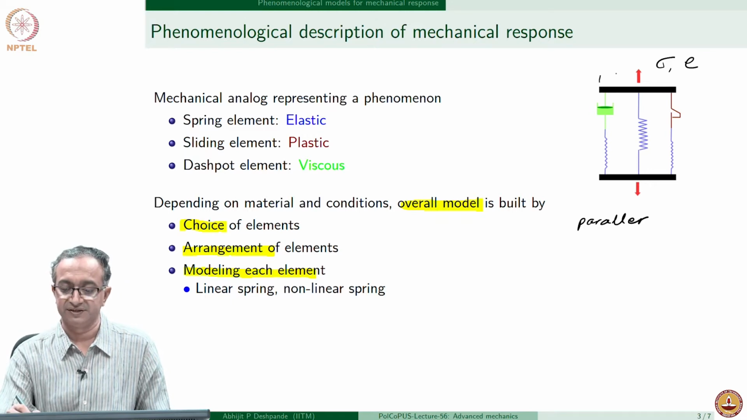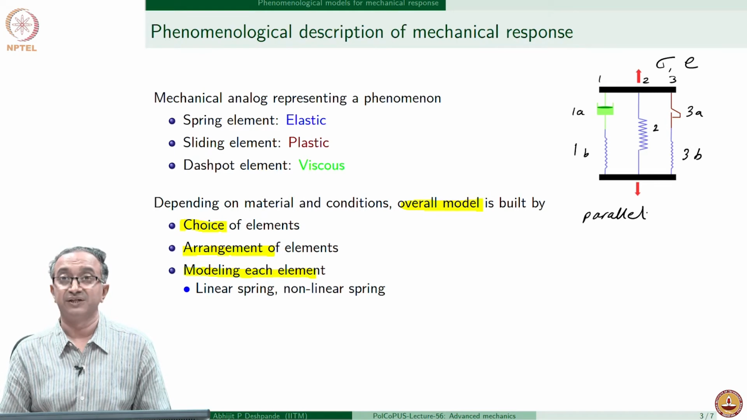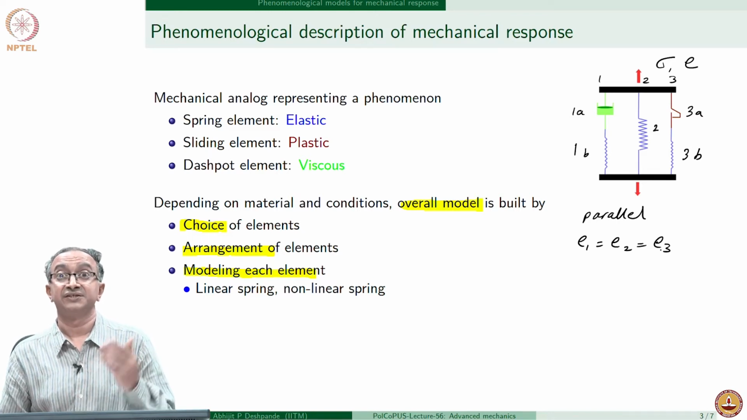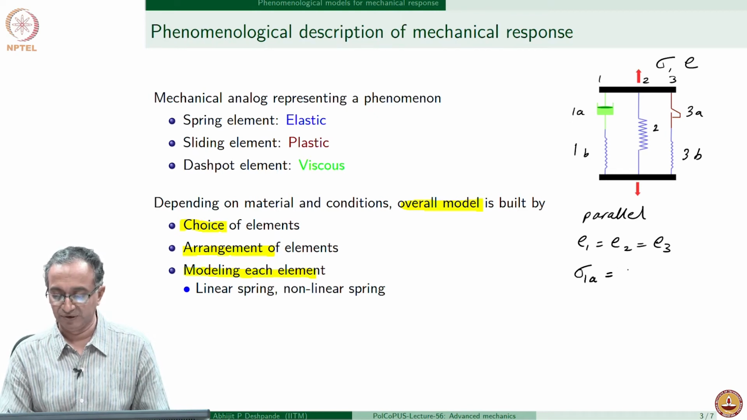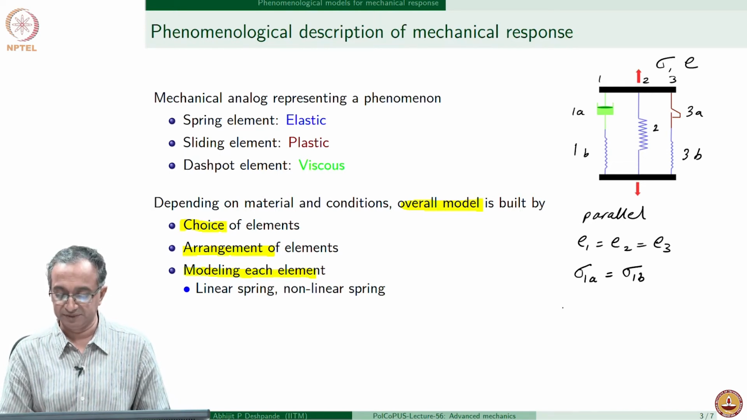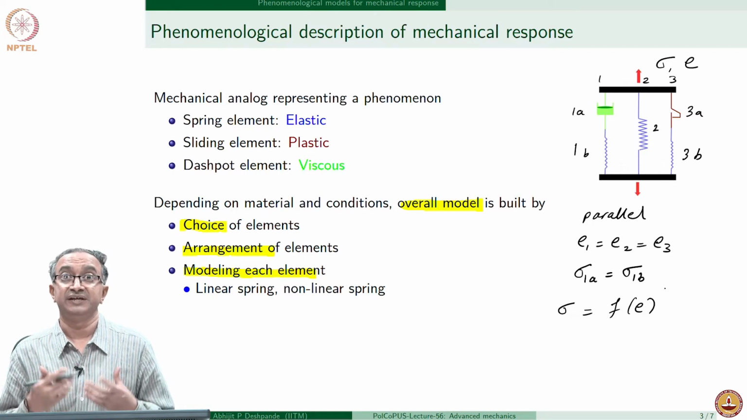So, let us say there are these different combinations in parallel, and then you have 1A and 1B, and similarly 2, and this is 3A and 3B. When we have series and parallel combinations of these, we know that when they are in parallel, then strain is the same in all of them, but when they are in series, then stress is the same in all of them. So, using these criteria, we can then try to arrive at the relationship between the stress and strain, and of course, these will involve derivatives of stress and derivatives of strain and so on.